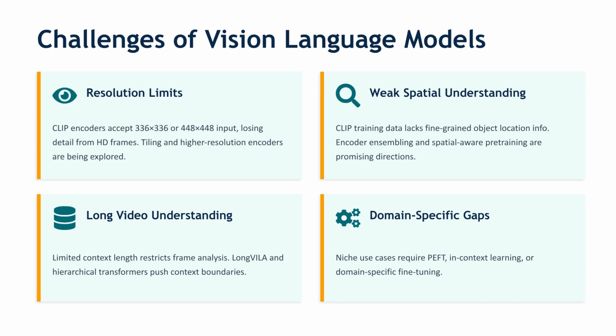Third, long video understanding. Current context length limitations severely restrict how many frames can be processed from a video. Models like LongVILA and hierarchical transformers are pushing context boundaries from seconds to minutes, or even hours, but this remains computationally challenging. Fourth, domain-specific gaps. While general-purpose VLMs perform well on common tasks, niche applications like manufacturing defect detection, medical imaging, or satellite imagery analysis require domain-specific fine-tuning, parameter-efficient adaptation, or in-context learning approaches. The models lack the specialized knowledge needed for expert-level performance in these domains.